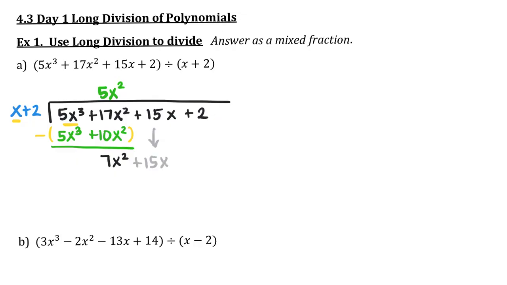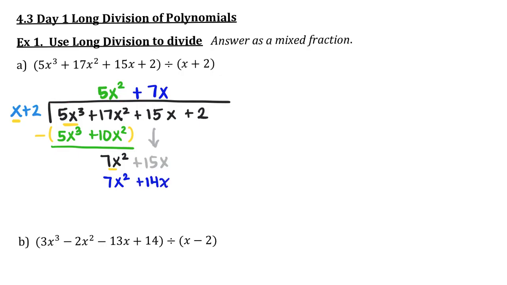Now I'm going to repeat the process again. I'm going to look at just the first term here and the first term here. X times what gives me 7x squared? X times 7x. So I'm going to put 7x here. I line it up under the like terms because it's going to help me with my remainder. I'm going to take this, multiply it by this, and line it up under here. 7x times x is 7x squared. 7x times 2 is 14x.